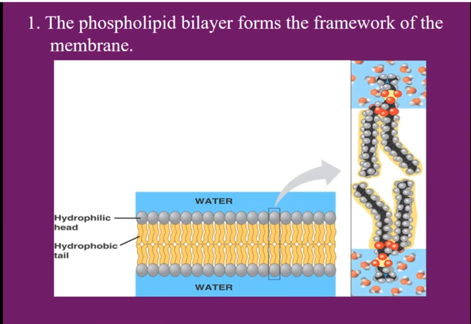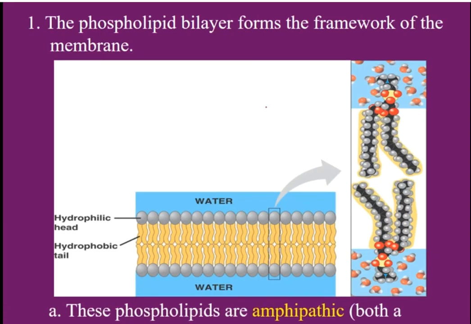There's a vocabulary word I need to teach you, and that is amphipathic. Amphi means both. Think of an amphibian, like a frog, which lives in both the water and the land, right? So amphipathic, and I apologize it's cut off, it's supposed to say both a hydrophobic and a hydrophilic region. So an amphipathic molecule has both a hydrophilic and a hydrophobic region. So every single phospholipid is amphipathic because it has a water-loving part and a water-hating part.